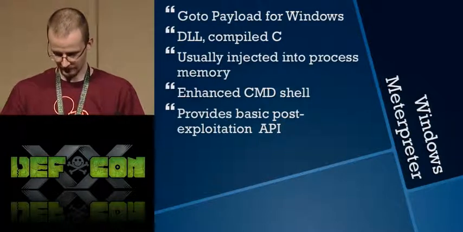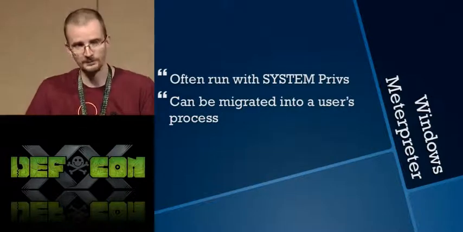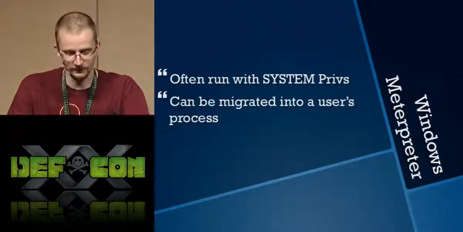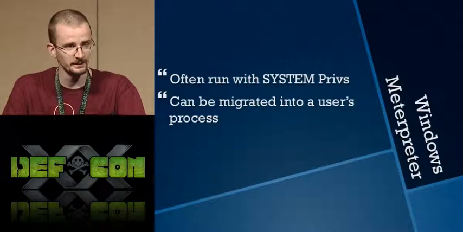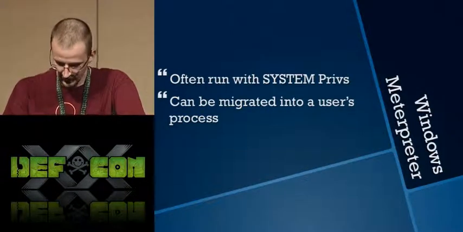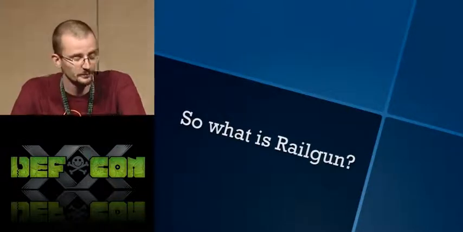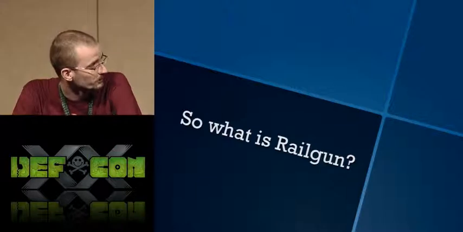One of the benefits of Meterpreter is that once we've gotten that initial shell, we can migrate it into other processes and gain system level access very quickly and easily. So jumping right into Railgun. Railgun is one of the extensions for Meterpreter.